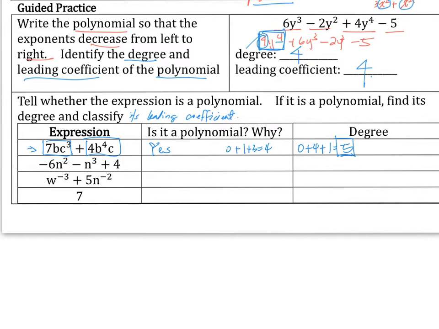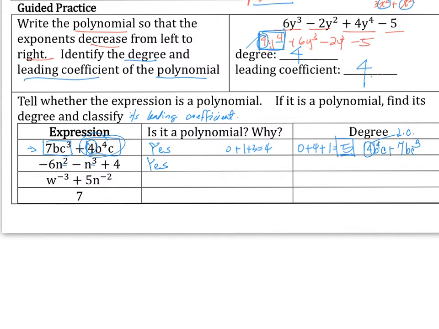And the leading coefficient will be 4, because if we were to write this polynomial in decreasing order, we would have to put this term first, and then this one. So 4 is your leading coefficient, LC. And then the second one would also be a polynomial. Our exponents are all whole numbers, and there's no variables in the denominator.